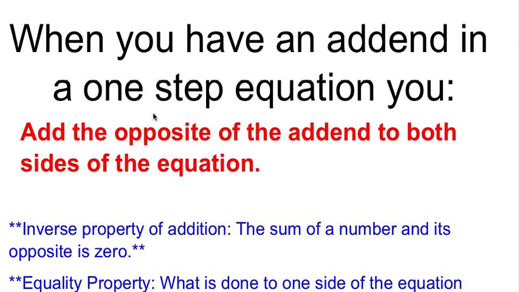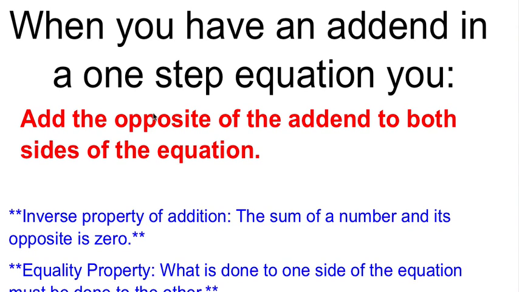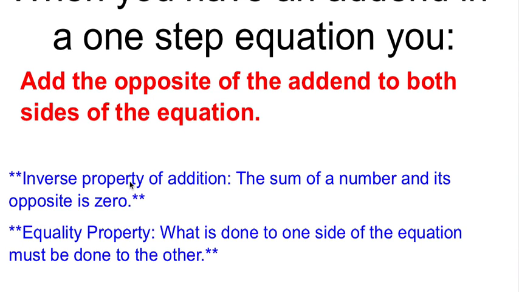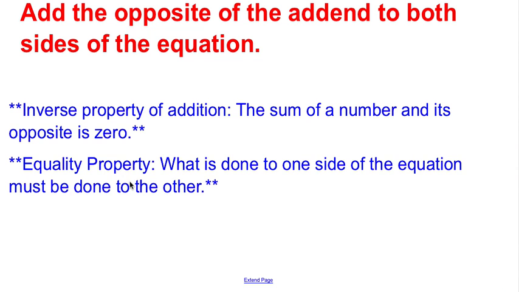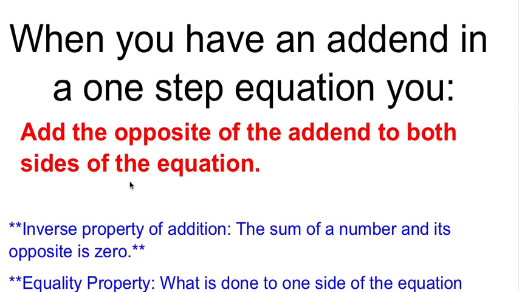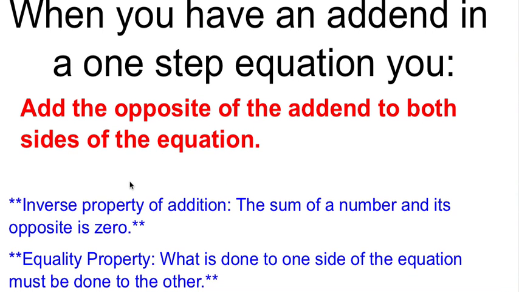Okay, next, we're just working with one-step equations when you have addition today, so write this down. When you have an addend, you'll be working with addition. And the one step is to add the opposite of the addend to both sides of the equation. Write that down. When you have an addend, you add the opposite of the addend to both sides of the equation.